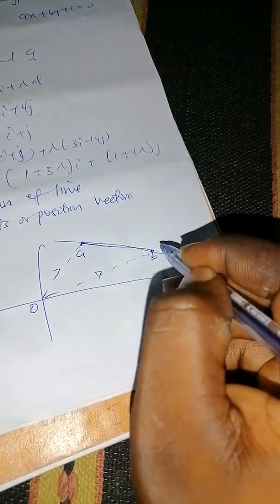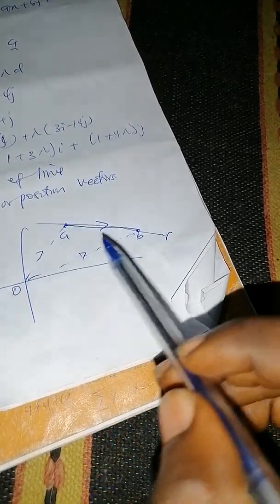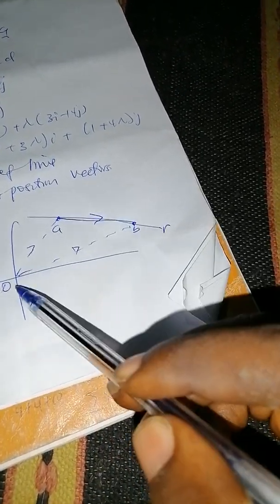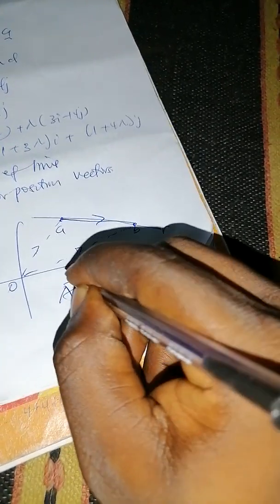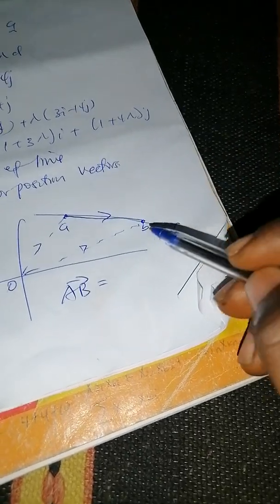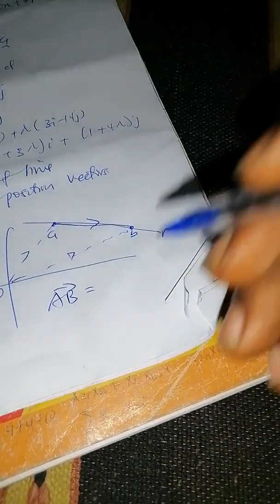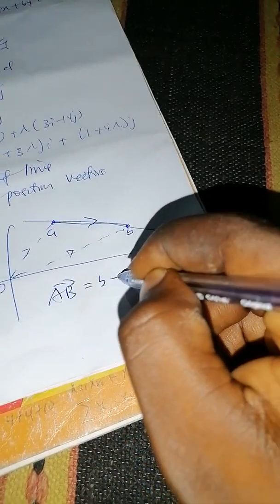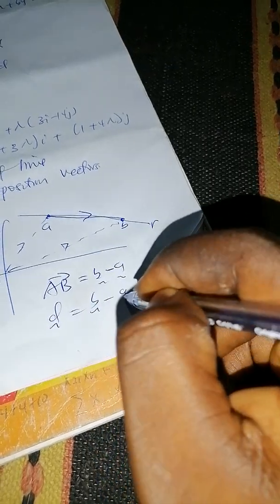Remember, vector AB is just going to be AO plus OB. So it means the vector AB serves as the direction vector of this line. You see, it's moving in the direction of the line. So if you have the vector AB, which is given as B minus A, that means your direction vector here is just the vector AB, which is B minus A.